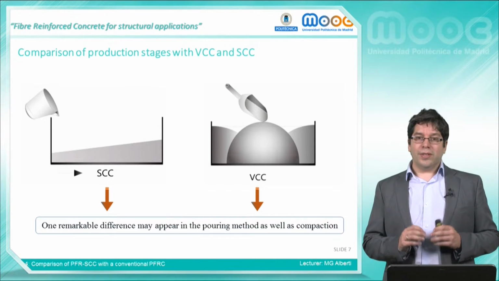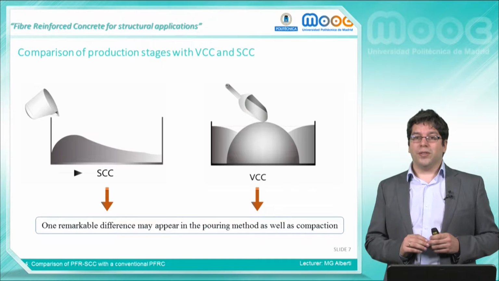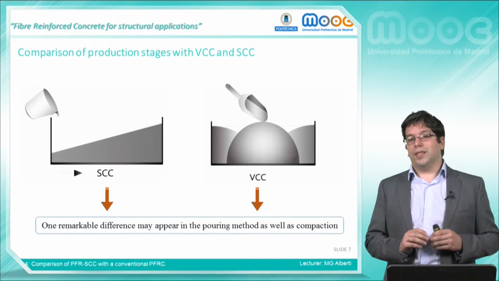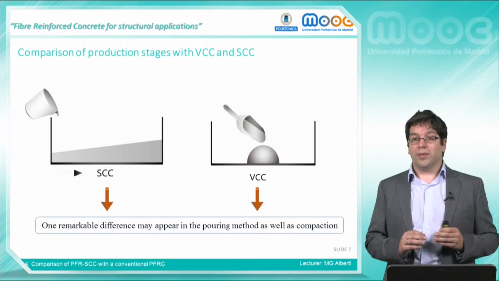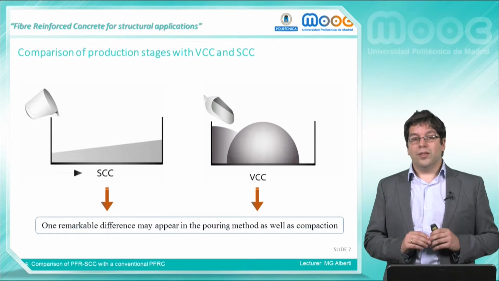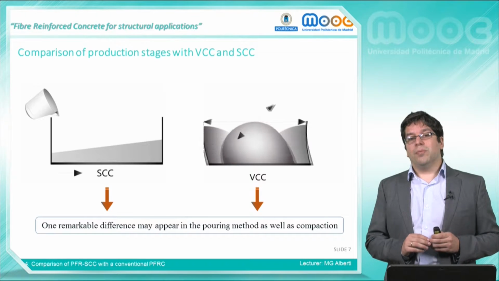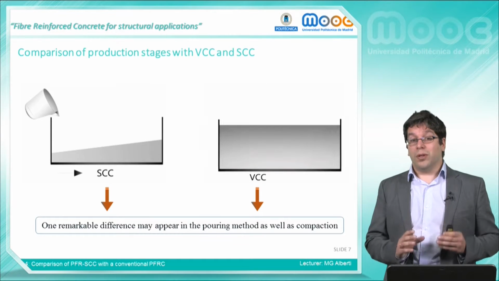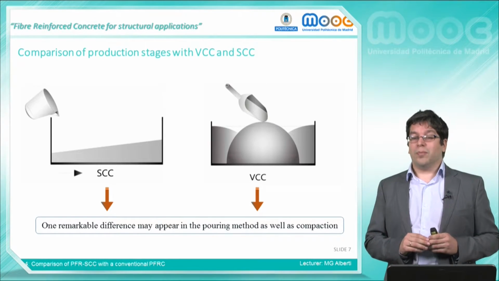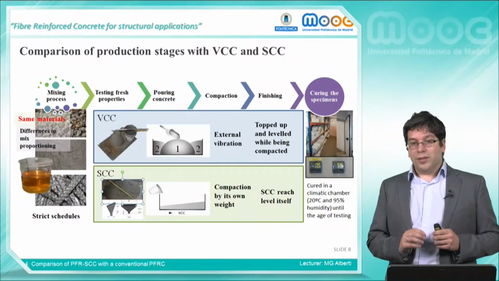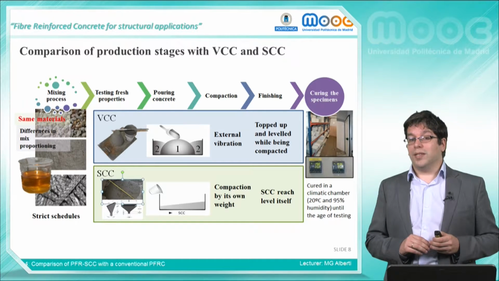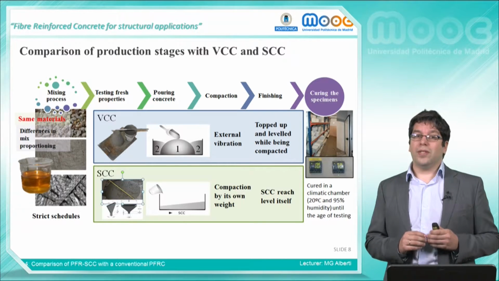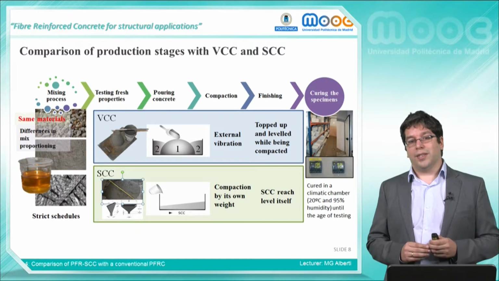The main difference lies in the pouring and compaction of the mold. While in vibrated conventional concrete a standard pouring method requires pouring the mold from the center, using self-compacting concrete, the pouring position recommended in order to avoid overestimations is from the side. Compaction is reached by vibration in vibrated conventional concrete, while in self-compacting concrete the action of its own weight permits filling and leveling the mold without any external energy.